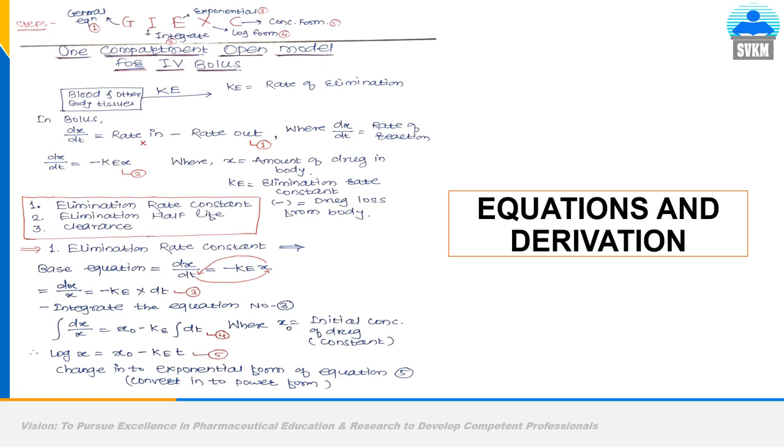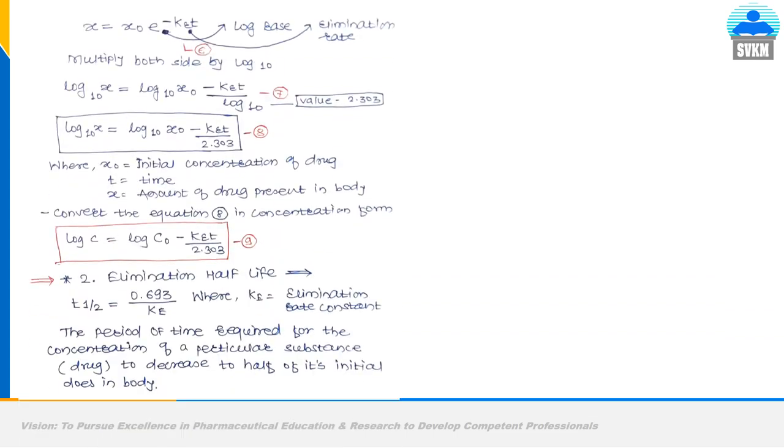Now after equation 5, we just change into the exponential form of equation number 5. Exponential is nothing but power form conversion. After the exponential form of equation number 5, we'll get equation number 6, that is x is equal to x0 e to the power of minus Ket. Small e will represent the log base, while capital E will represent elimination rate.